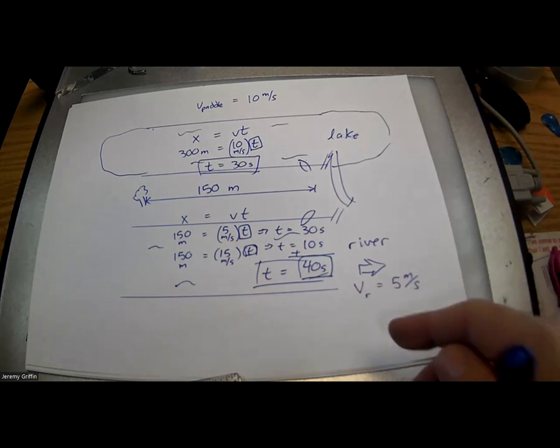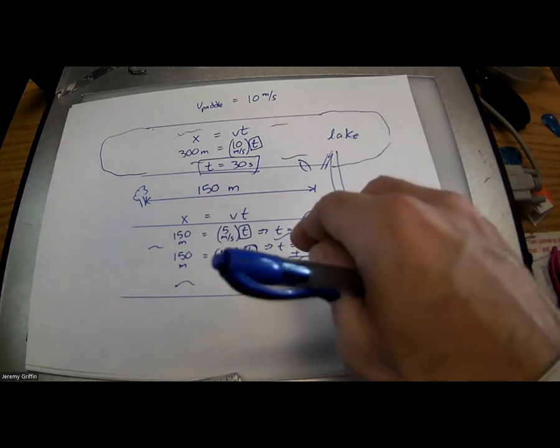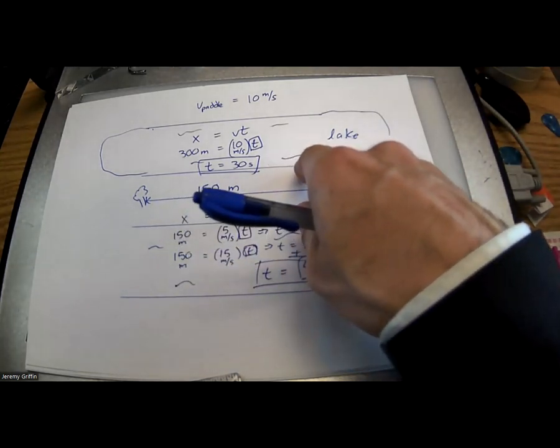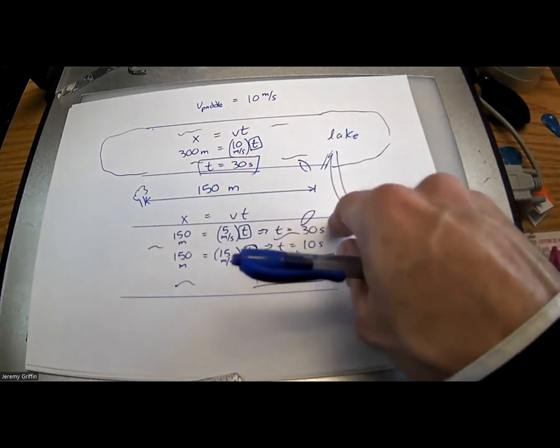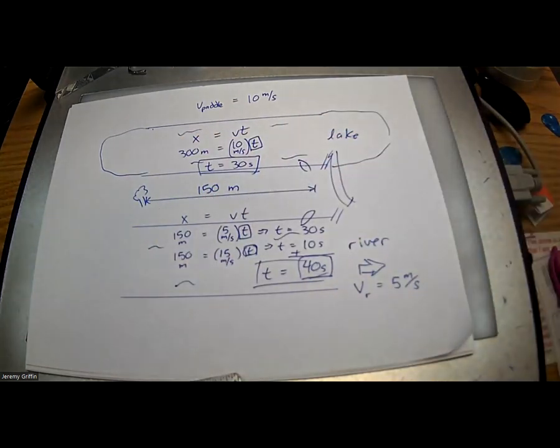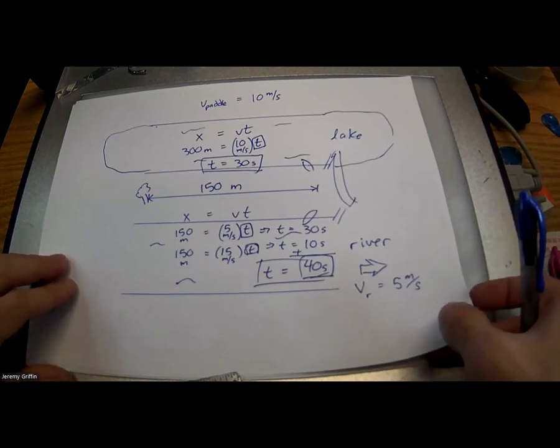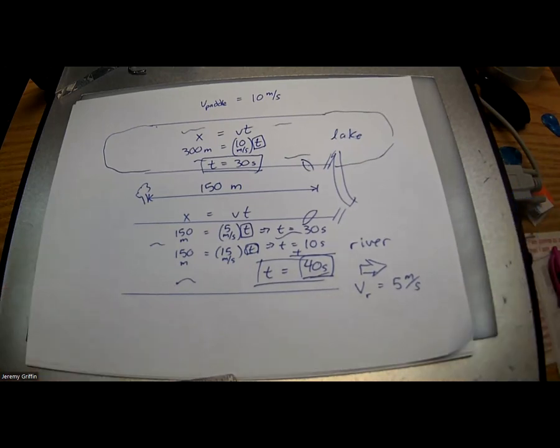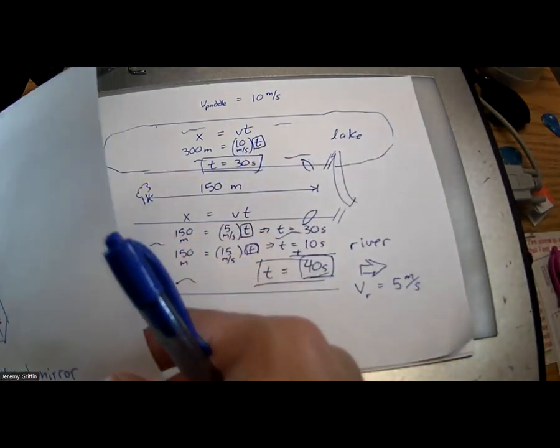So another lesson you can draw from this is that if you are ever running a race, if you pace yourself, you'll tend to win the race. Versus if you sprint really fast and then come back slower, you'll tend to lose the race. So if you maintain a constant speed, you actually get there faster.